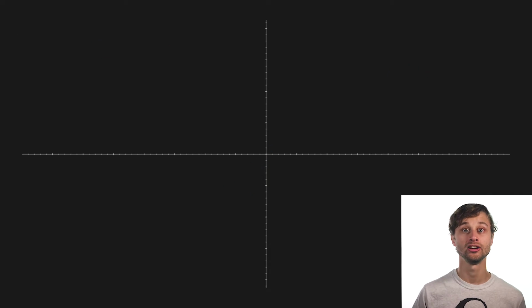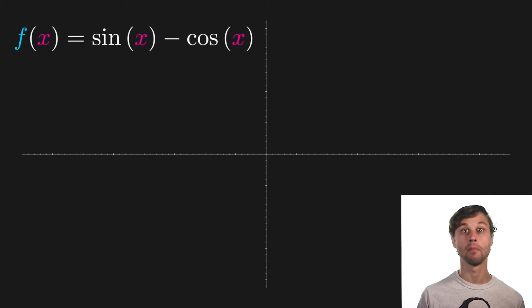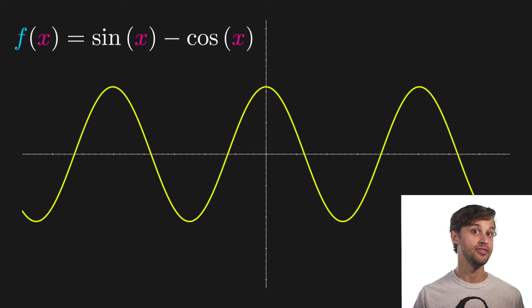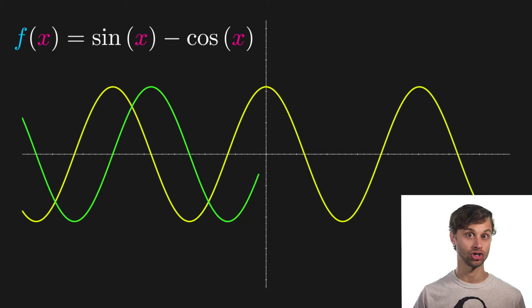What about this function here? f of x is equal to sine x minus cosine x. Well, in this case, it would be a little bit difficult to say that the cosine of x is acting like the midline or the mid-curve of the sine function. So instead, let's look at it a slightly different way. Again, we're going to subtract the outputs of the cosine function from the outputs of the sine function.